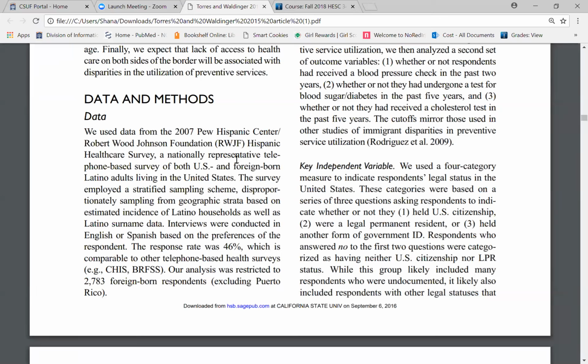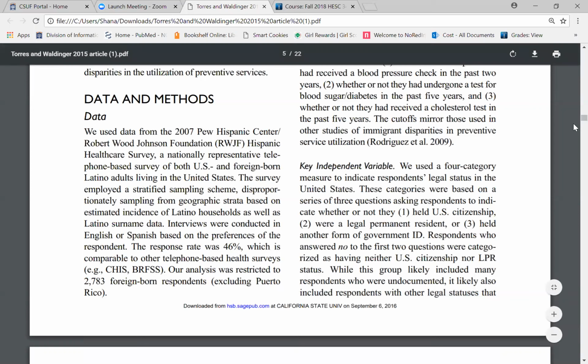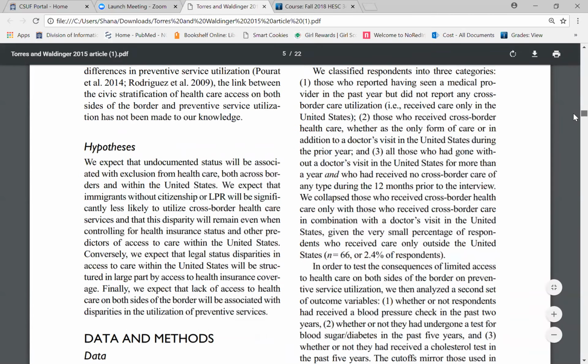Now here, because it is a Hispanic healthcare survey, they mention the languages that the survey was given in. They mention the response rate of the survey. And if you notice, they actually say it's comparable to other surveys. And they mention, too, that we are going to be studying the HESC and the BRFIS. So both of those are in our class. And it gives you all of the restrictions of the population.